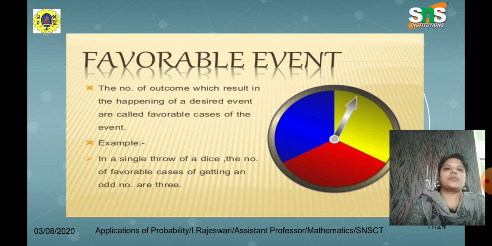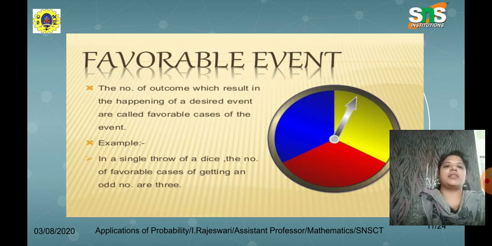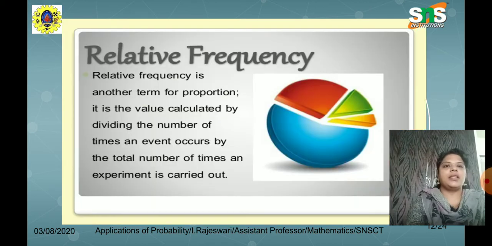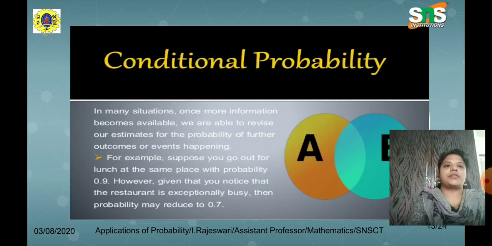Next we are going to discuss favorable event. The number of outcomes which result in the happening of the desired event are called favorable cases of the event. Example: in a single throw of a die, the number of favorable cases of getting an odd number is 3. Next one, relative frequency. Relative frequency is another term for proportion. It is the value calculated by dividing the number of times an event occurs by the total number of times an experiment is carried out.